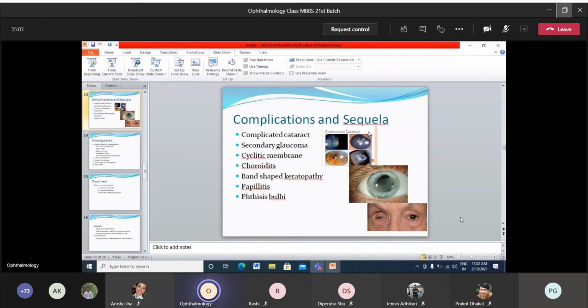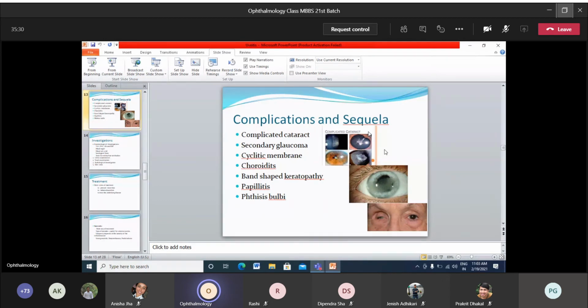Okay, now complications and sequelae of anterior uveitis. So because of this inflammation, it can lead to further complications. So complicated cataract is very common in case of uveitis. So here you can see complicated cataract is usually the posterior subcapsular type of cataract. Here you can see the cataract. Here's some synechiae, and yes, synechiae here.